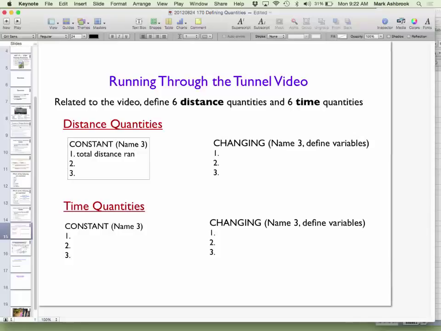Okay, so total distance ran. We've got to know, from where to where specifically. What were you thinking when you said total distance ran? From start to finish of the race. Okay, so the total distance ran in the race. All right, we got a constant quantity. Is it fully specific? Okay.